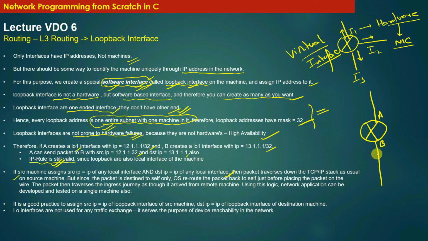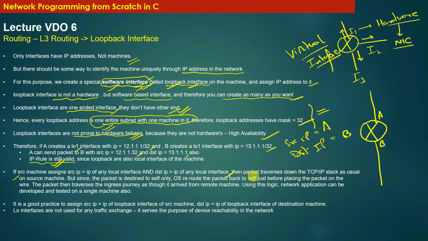Now, if this router tries to send a packet with source IP equal to A and destination IP equal to B, what will happen? That is, the router is trying to send a packet to itself. So in such a case, what will happen?